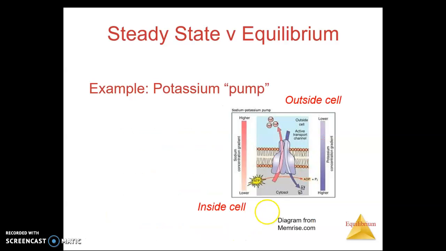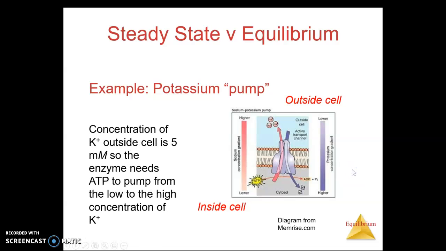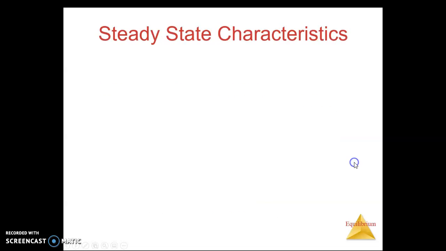Let's show you the picture here. This is outside the cell, this is inside the cell. The potassium pump takes potassium from outside the cell and brings it in, and takes sodium and pumps it out. And ATP drives that. The concentration of potassium ions outside the cell is 5 millimolar, so the enzyme needs ATP to pump potassium from low to high concentration.